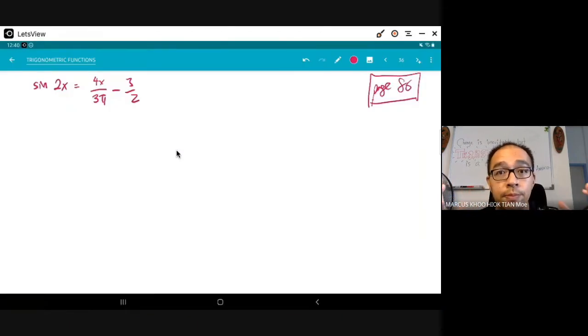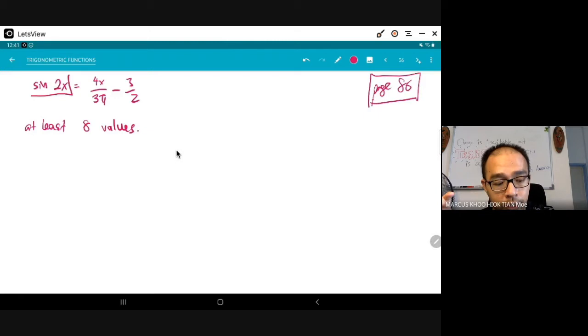Because if you need to draw a graph, you need a table with at least 8 values. For the trigonometry graph, we don't worry about the straight line. Straight line is very easy. But for the trigonometry graph, we need at least 8 values. So let's consider this now.